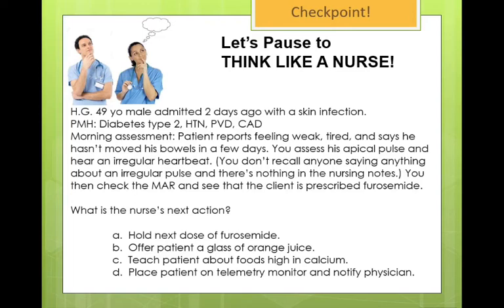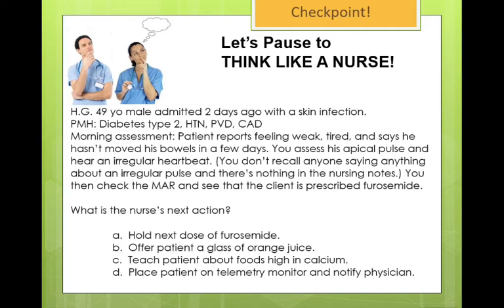I know it's going to cause potassium wasting. But do we just want to hold the dose of furosemide and do nothing else? Not your best choice. Do you want to give them a glass of orange juice? Well, we know orange juice is high in potassium, and if I think my patient's low in potassium, it's not a bad idea.